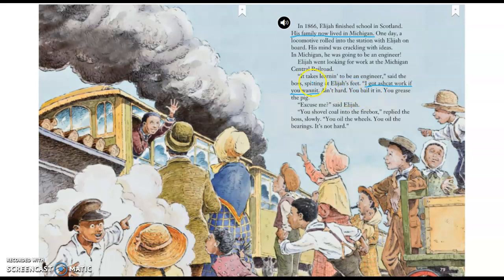Yeah, so he's saying it takes learning to be an engineer. He doesn't actually believe that Elijah went to school. So he's telling him he can shovel coal, he can oil the wheels and the bearings. He's giving him work that's not hard. So you're going to go answer a discussion post today, and then tomorrow we'll finish reading this text.